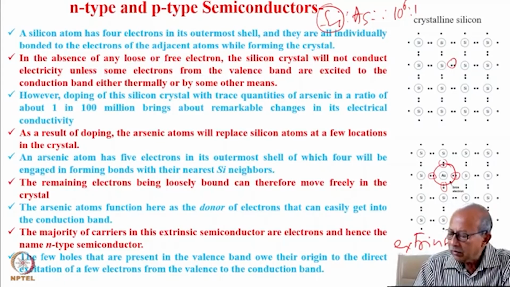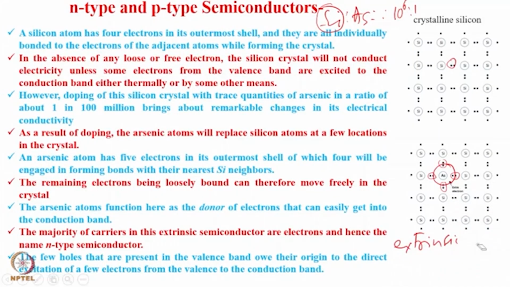Extrinsic semiconductor. Such a semiconductor is called extrinsic semiconductor. And the majority of the charge carriers here will be electrons, which are donated by this arsenic. And its conductivity can be significantly higher than what is possible from the intrinsic crystalline silicon.